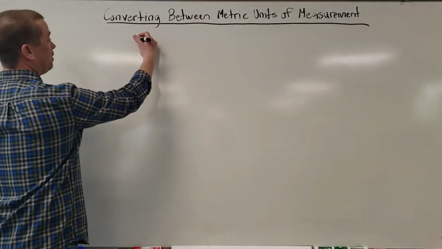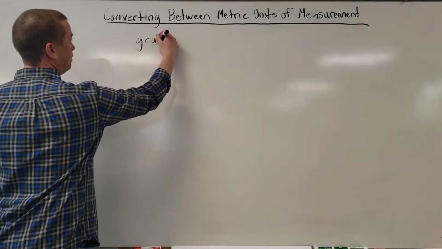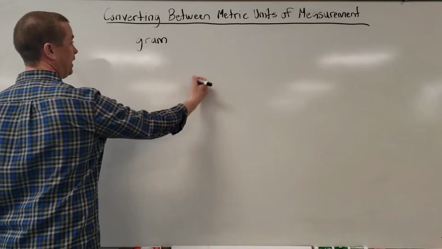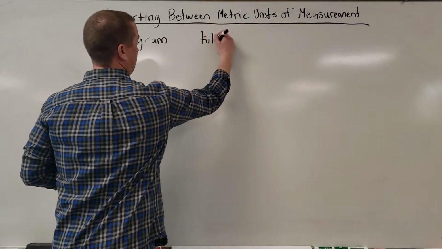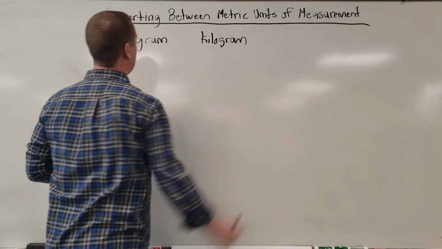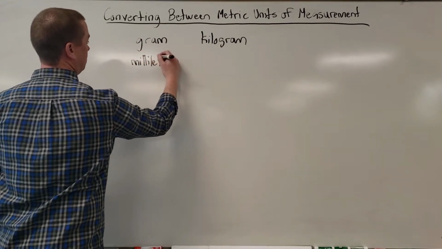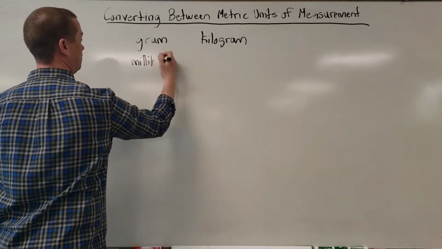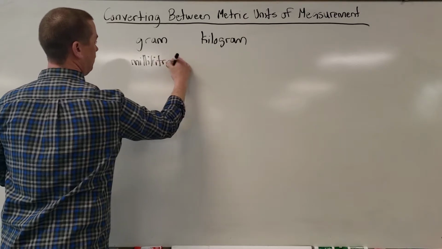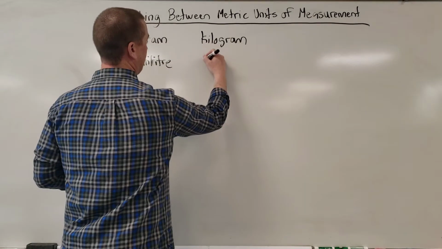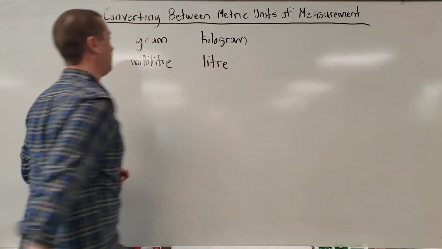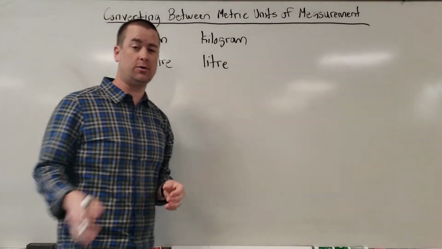We have something called a gram. We have something called a kilogram. We have something called a milliliter. I spelled that wrong. There we go. And we have something called a liter. So those are the four that we're going to use all of the time.